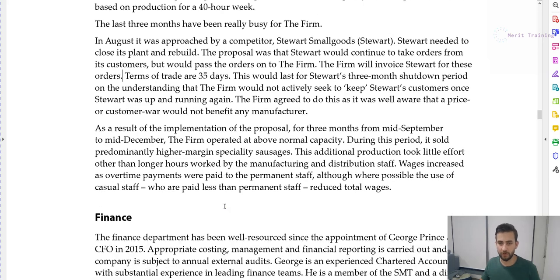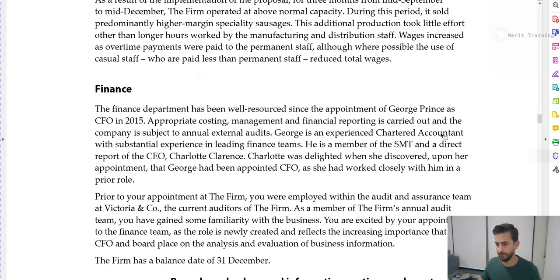Okay, so the risk is they've put on extra staff during that high capacity period, and then when those customers go back, they're still carrying those extra staff. They're going to have to get rid of them, otherwise their wages are going to go up.